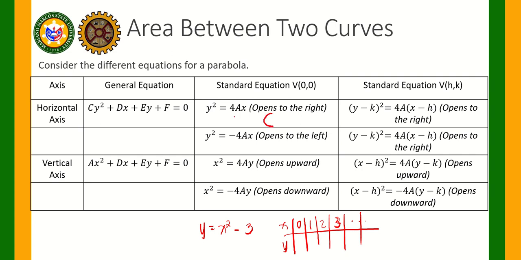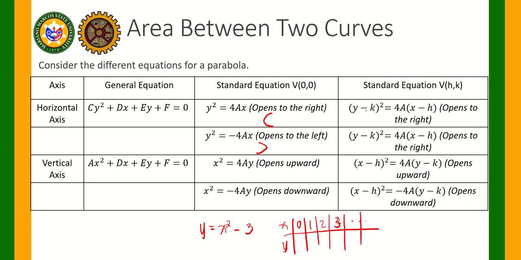Okay. And if our equation is y squared equal to negative 4ax, of course, our parabola opens to the left. For the standard equation naman, ibig sabihin meron tayong values ng ating vertex. Hindi siya nasa origin. So, nasa different point siya in the Cartesian coordinate plane.